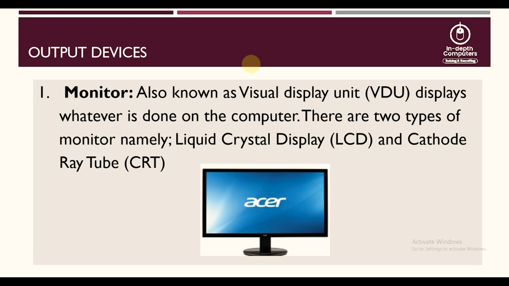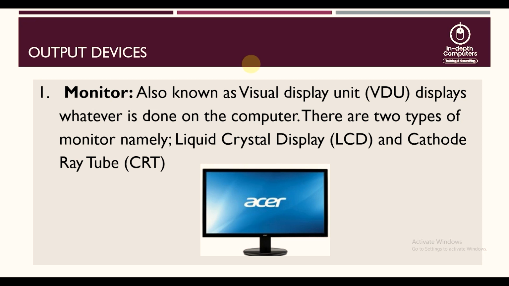Another name for monitor is VDU. VDU means visual display unit. And there are different types of monitor. We have the liquid crystal display, and then we have the cathode ray tube. Those are the types of monitor. That's the LCD or CRT. Now the CRT is the large kind of monitor, the one we used in those days. Right now we use LCDs and flat screen monitors. Those are the ones referred to as liquid crystal display.